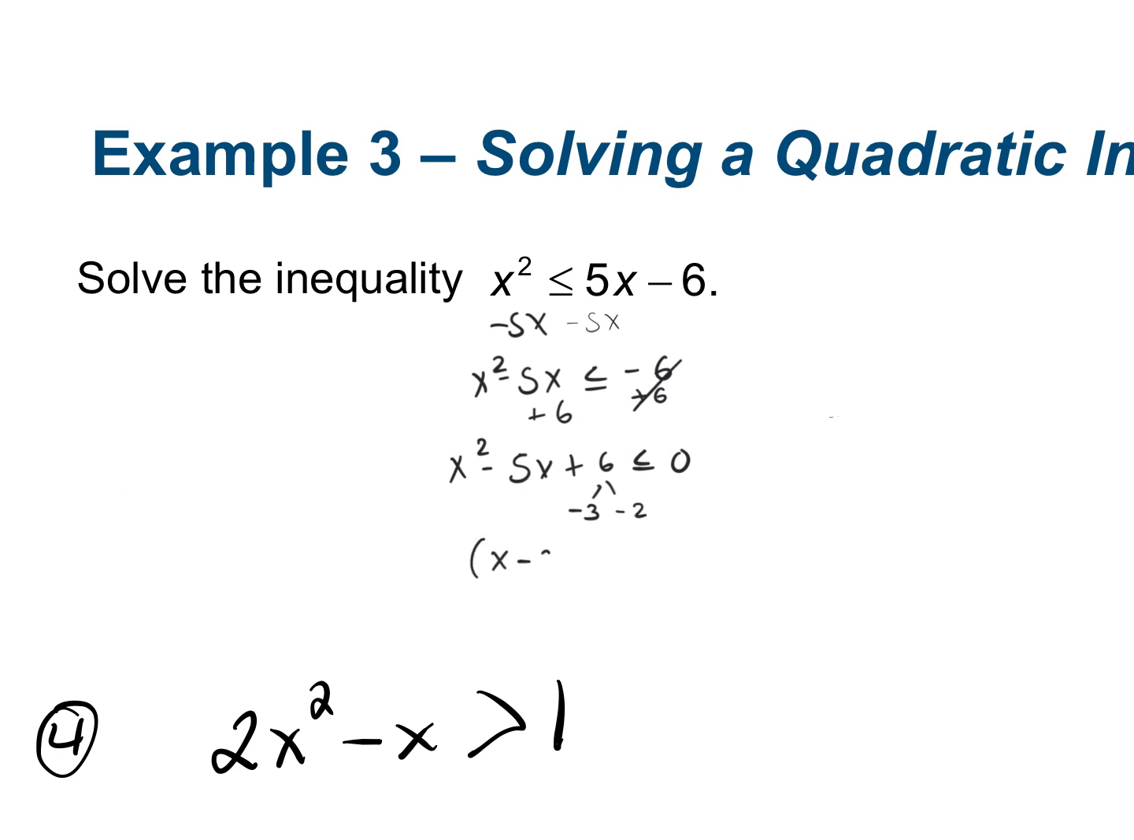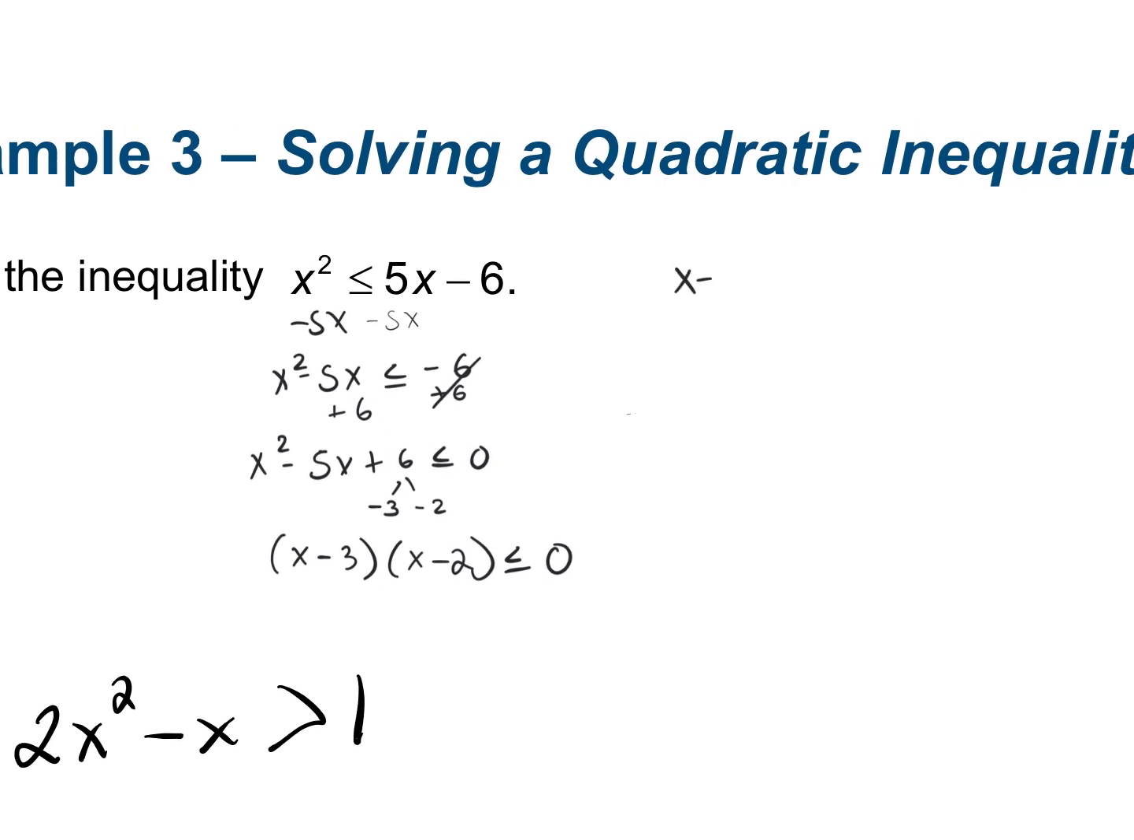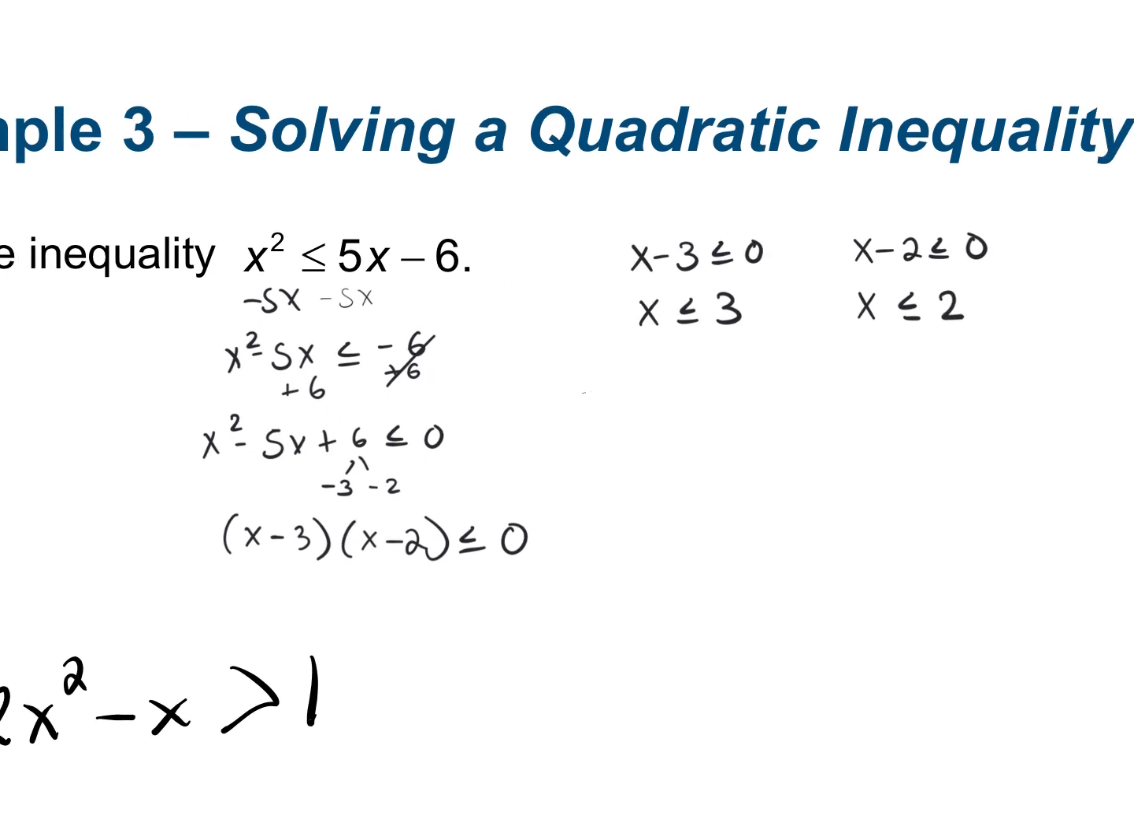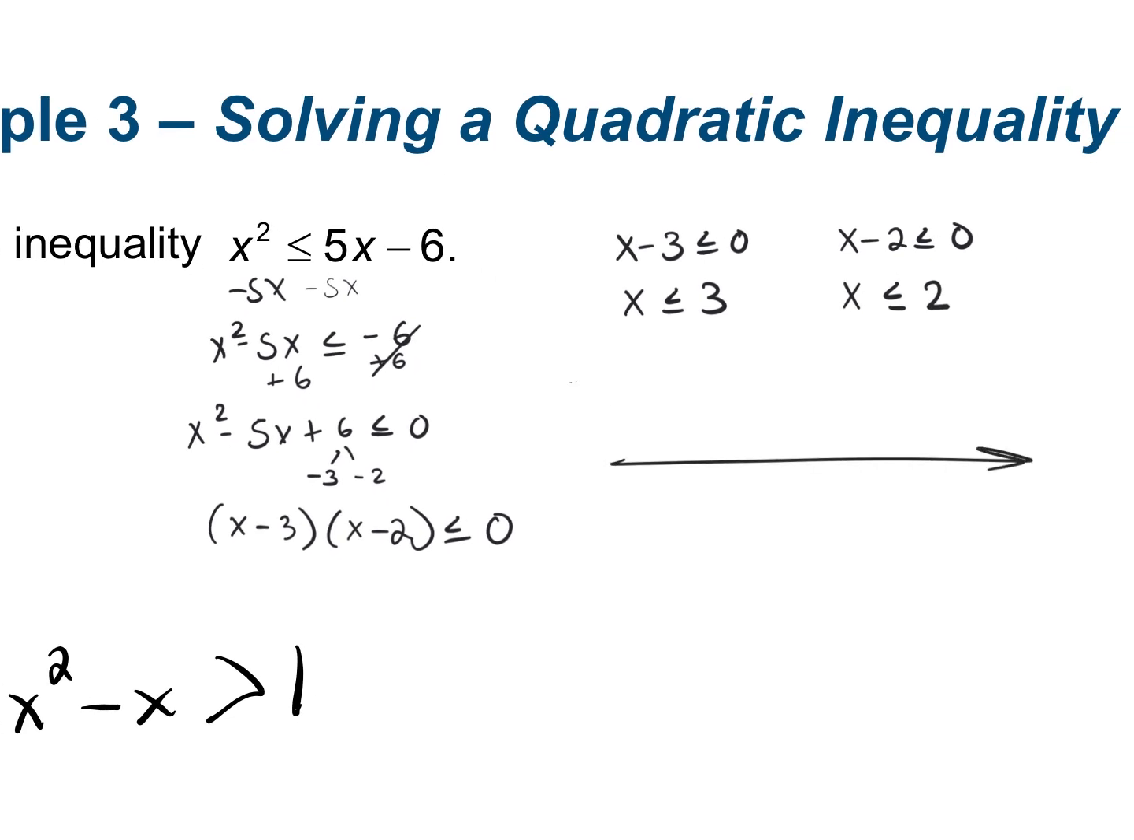So we're left with x minus 3 times x minus 2 is less than or equal to 0. We're going to set them equal to 0 just like we usually do, the same exact steps, just instead of an equal sign, we're going to use the inequality. That's going to give us x is less than or equal to 3, or x is less than or equal to 2. Now, if we were to graph this, we're going to put a line at 2 and a line at 3. They're both closed circles. All right, so we got the 2 and the 3.